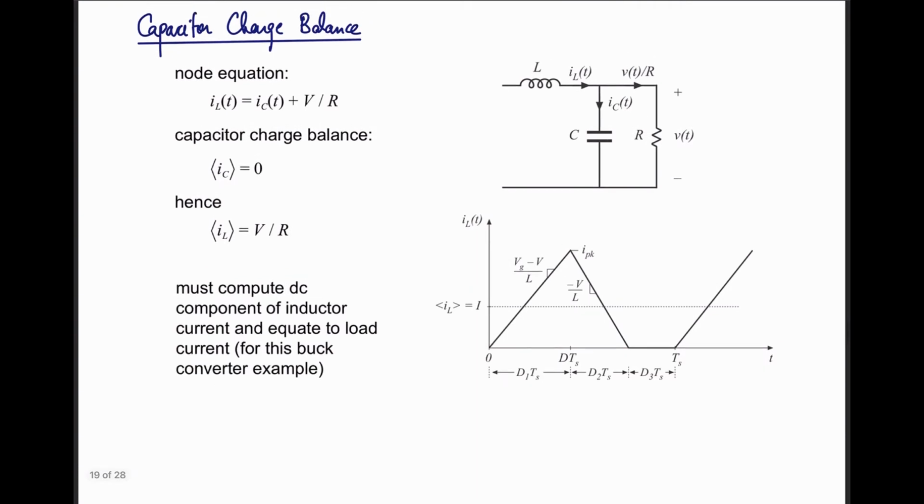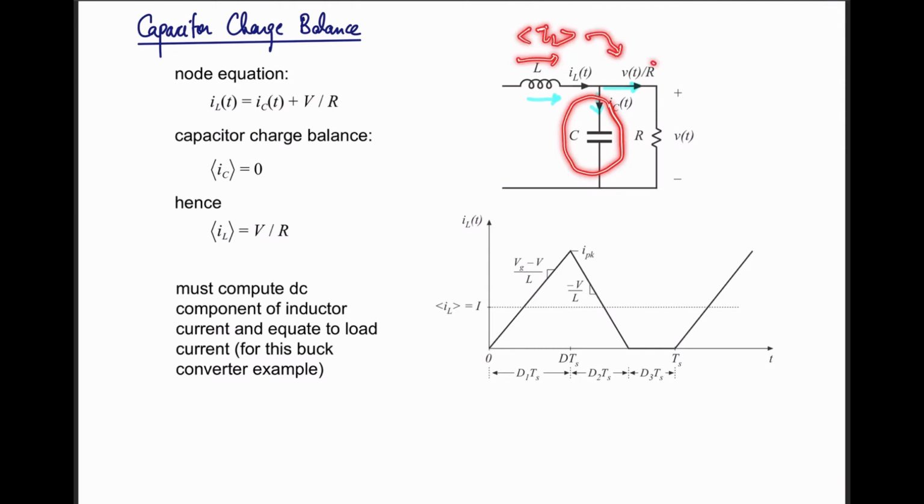Okay, now let's look at the capacitor charge balance. We have seen the volt-second balance for the inductor. Now we are going to look at the ampere-second balance for the capacitor. So let's look at this node. The inductor current is going into the capacitor, and the average current is going to pass through the load resistance R, right? So inductor current is divided into two parts, iC(t) and v(t) by R. So what is the average current of your capacitor? That should be 0. So if I talk about the average inductor current, that should be equal to V by R, the average load current.